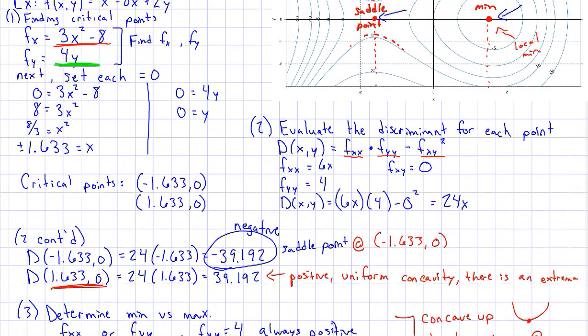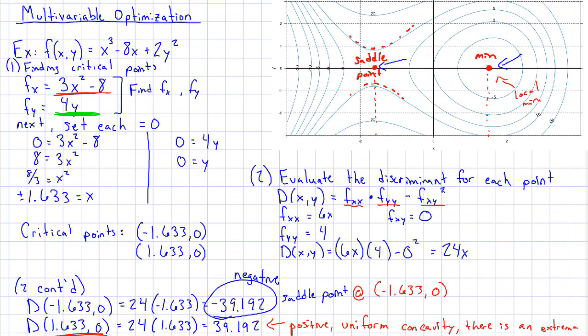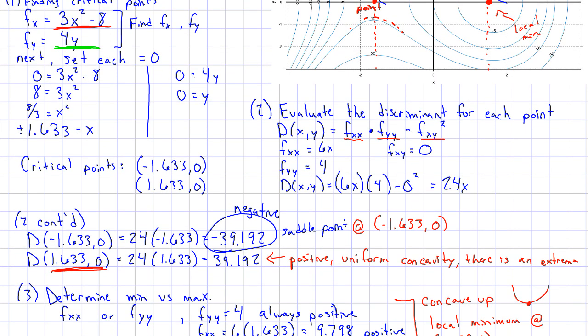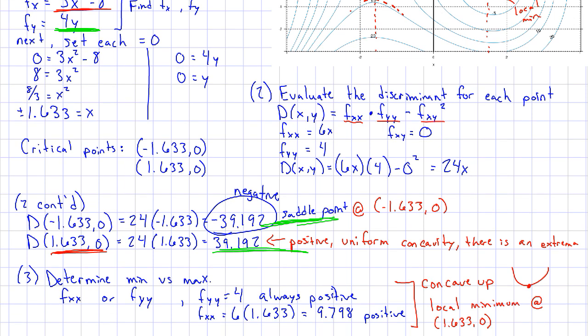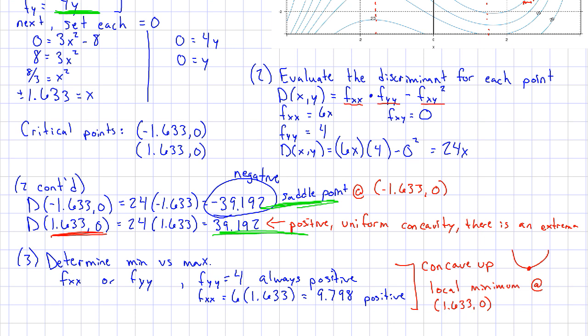In general, I should cover one special case of the discriminant. In this instance, I had one discriminant value that was negative, and that corresponded to my saddle point. I had one discriminant value that was positive, and that corresponds to an extrema. I had to do a little bit more work to determine whether it was a local min or a local max. You can also have the discriminant being equal to 0. If the discriminant is equal to 0, the test is inconclusive.